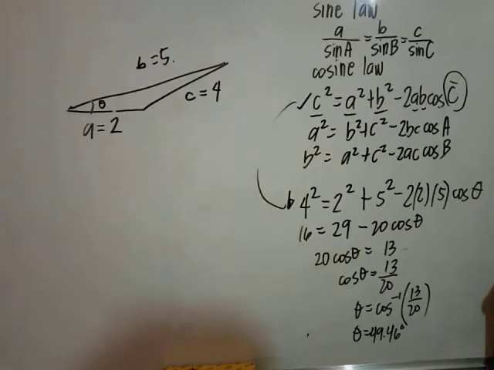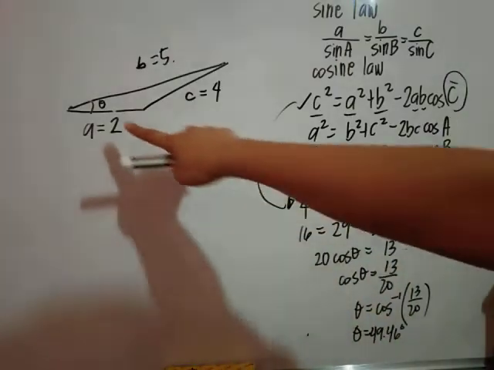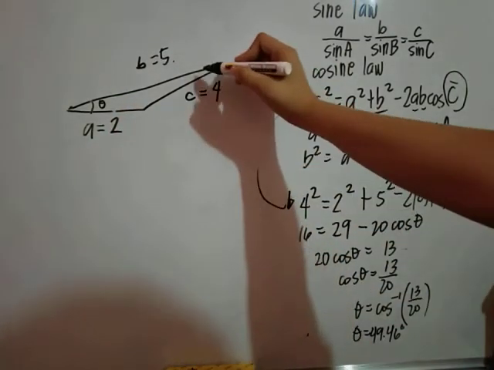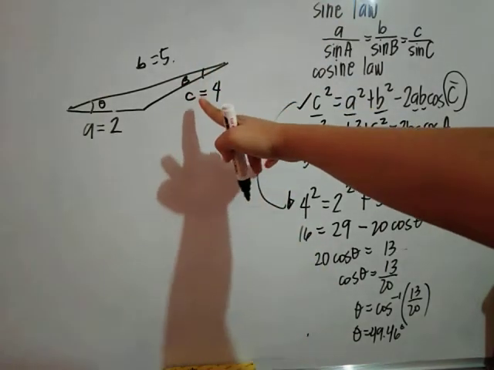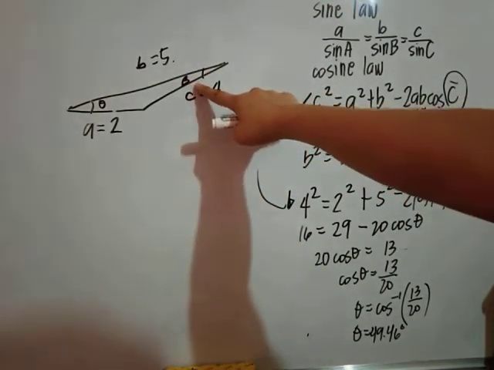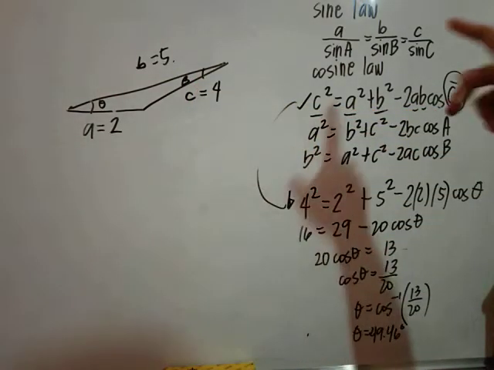So, check ko nga ulit. 4 plus 25 is 29. 4 times 5, 20. 16 equals 29 minus 20 cosine alpha. So, ngayong nakuha na natin yung value nung isang angle natin, try naman natin kunin si beta. Ito si beta, yung pangalawang angle dito. So, try naman natin ngayon i-apply si sine law.